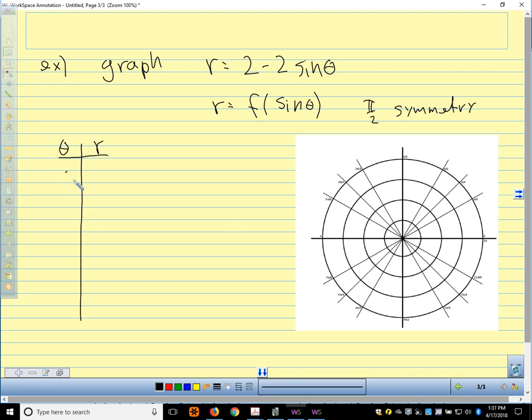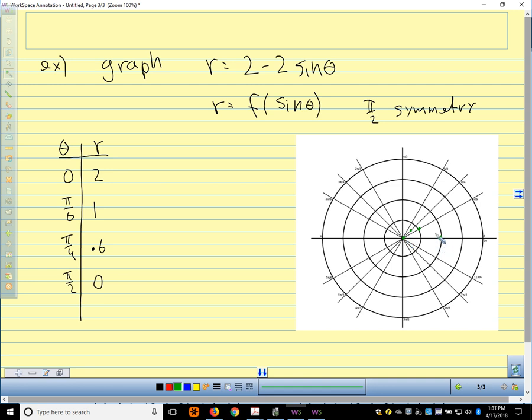All right, so when I plug in theta equals 0, here, I get r equals 2. So we had a point here. When theta is pi over 6, I'm just plugging in and calculating. I get that r equals 1. When theta is pi over 4, I get that r equals about 0.6. When theta is pi over 2, I get that r equals 0.